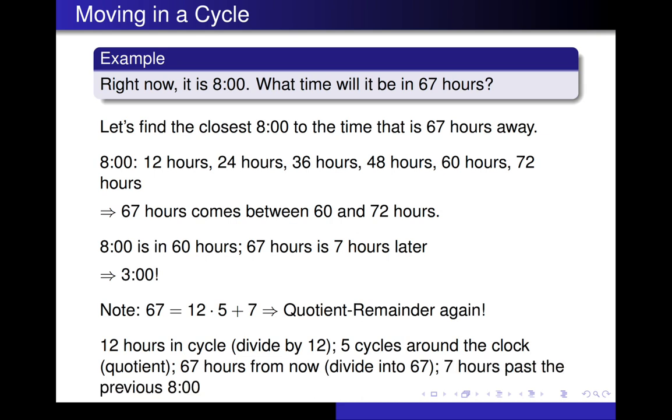And then finally, 7 hours past the previous 8 o'clock helped us figure out that we ended up at 3 o'clock. That's our remainder. And again, it's not really a proper remainder like we were doing back in the old days, but it's still a remainder. Still, it's a good remainder. Don't give it a hard time.